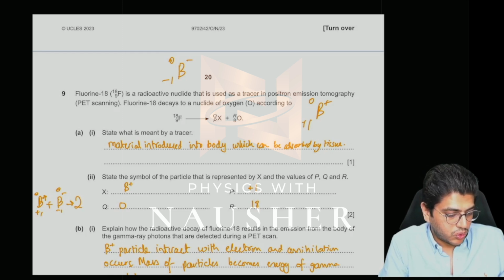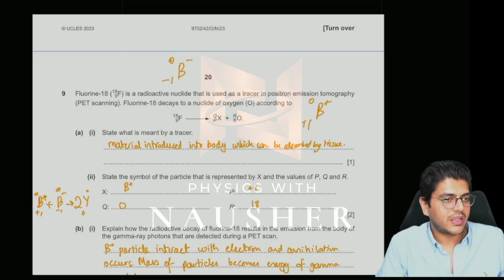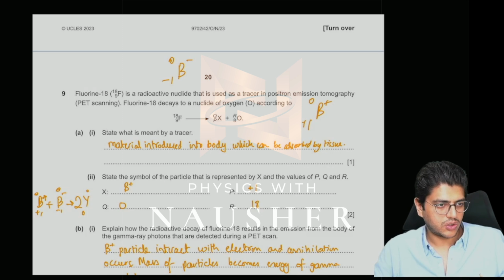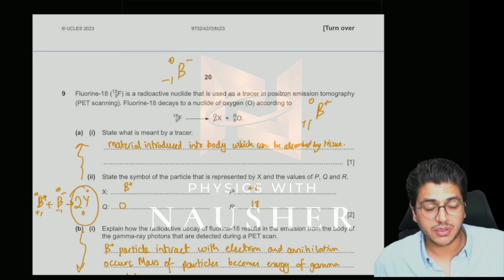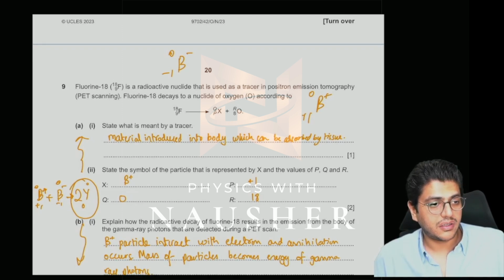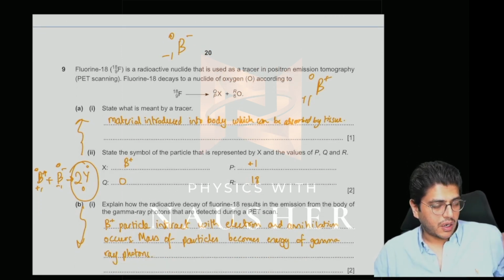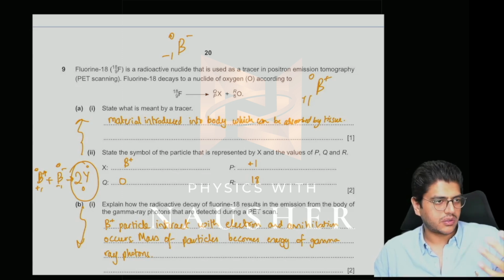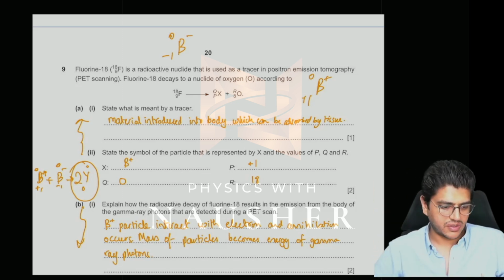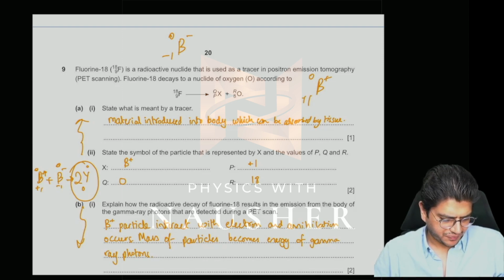So you'll have 2 gamma ray photons being emitted in opposite directions, so that momentum can be kept conserved. Remember, 2 gamma ray photons are emitted, and they're always emitted in opposite directions because the momentum has to be conserved. And beta positive particle meets with the electron. This is annihilation, and the mass of the colliding particles is what gives off the energy.